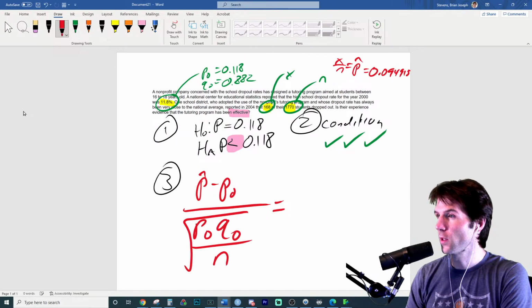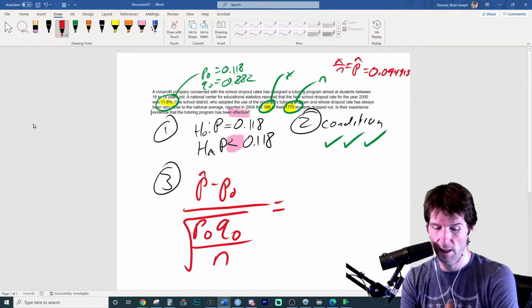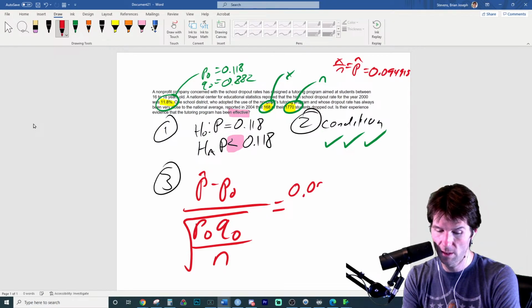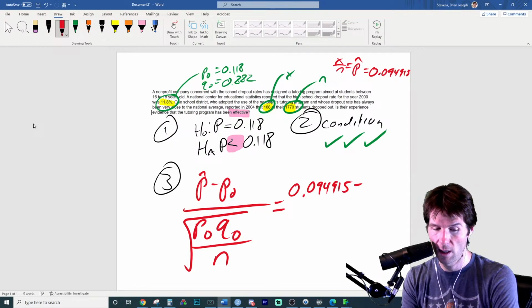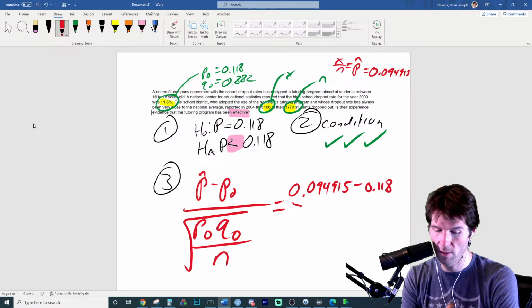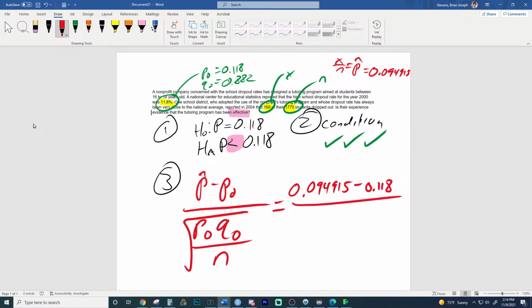There we go. So that's the number of successes over the number of trials, and let's just drop these numbers in. 0.0949 minus 0.118. There's p naught, and then we'll put in p naught right here, times q naught, and then over n, which is the sample size.